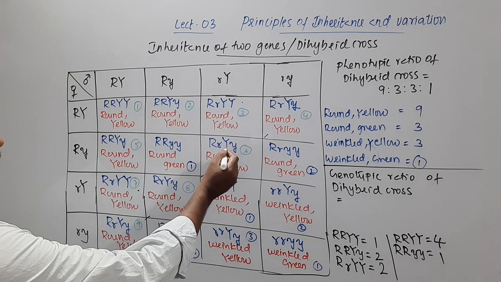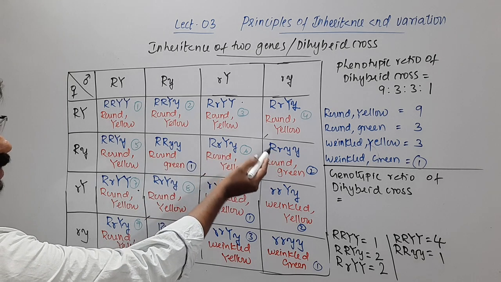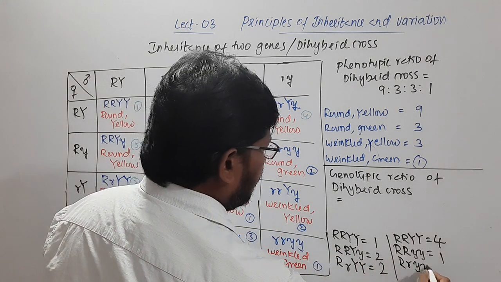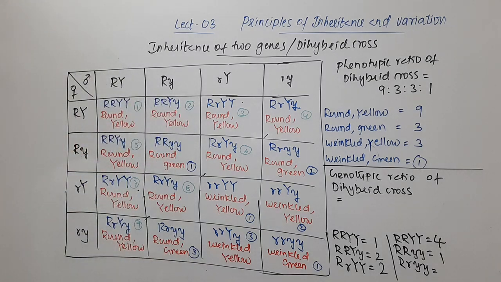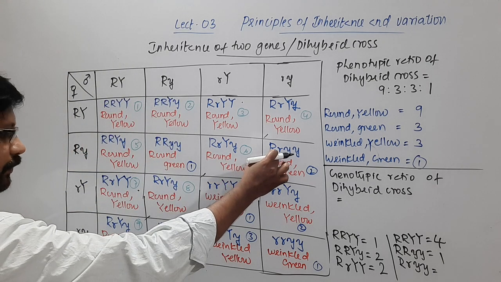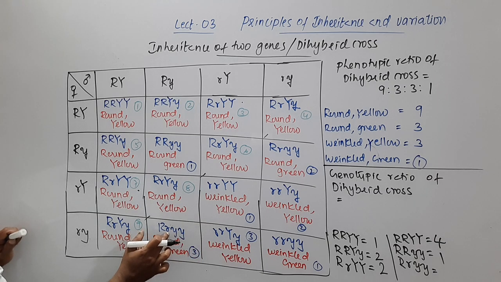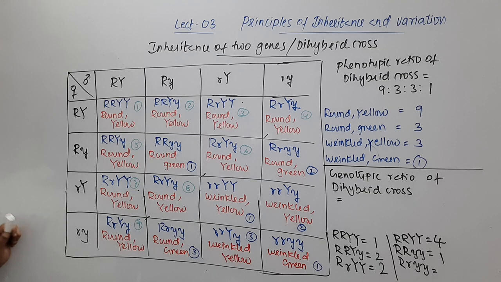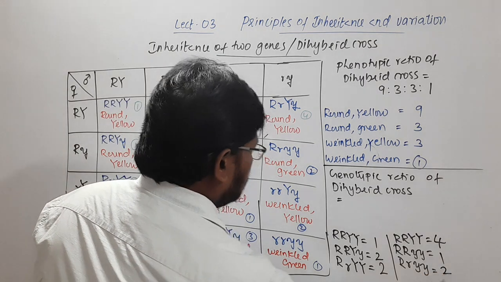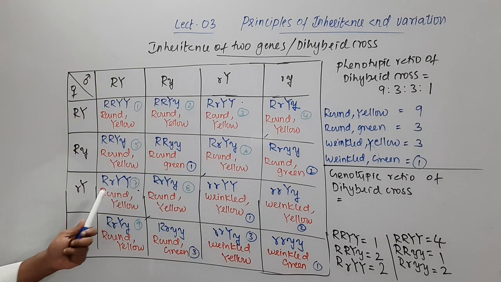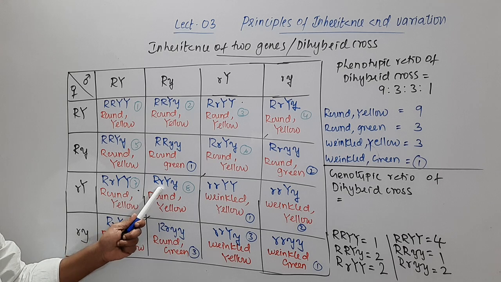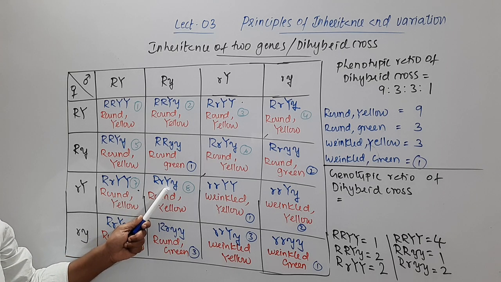Then the next one we finished already. Then the next one, capital R, small r. This we did not finish. Capital R, small y, small y. Do we find it anywhere else? So this one and this one, you can see capital R, small y, small y. Here also capital R, small y. So this will be 2 in number. Then capital R, capital Y. This genotype we already finished here. Then this also, capital R, capital Y, small y, we finished.